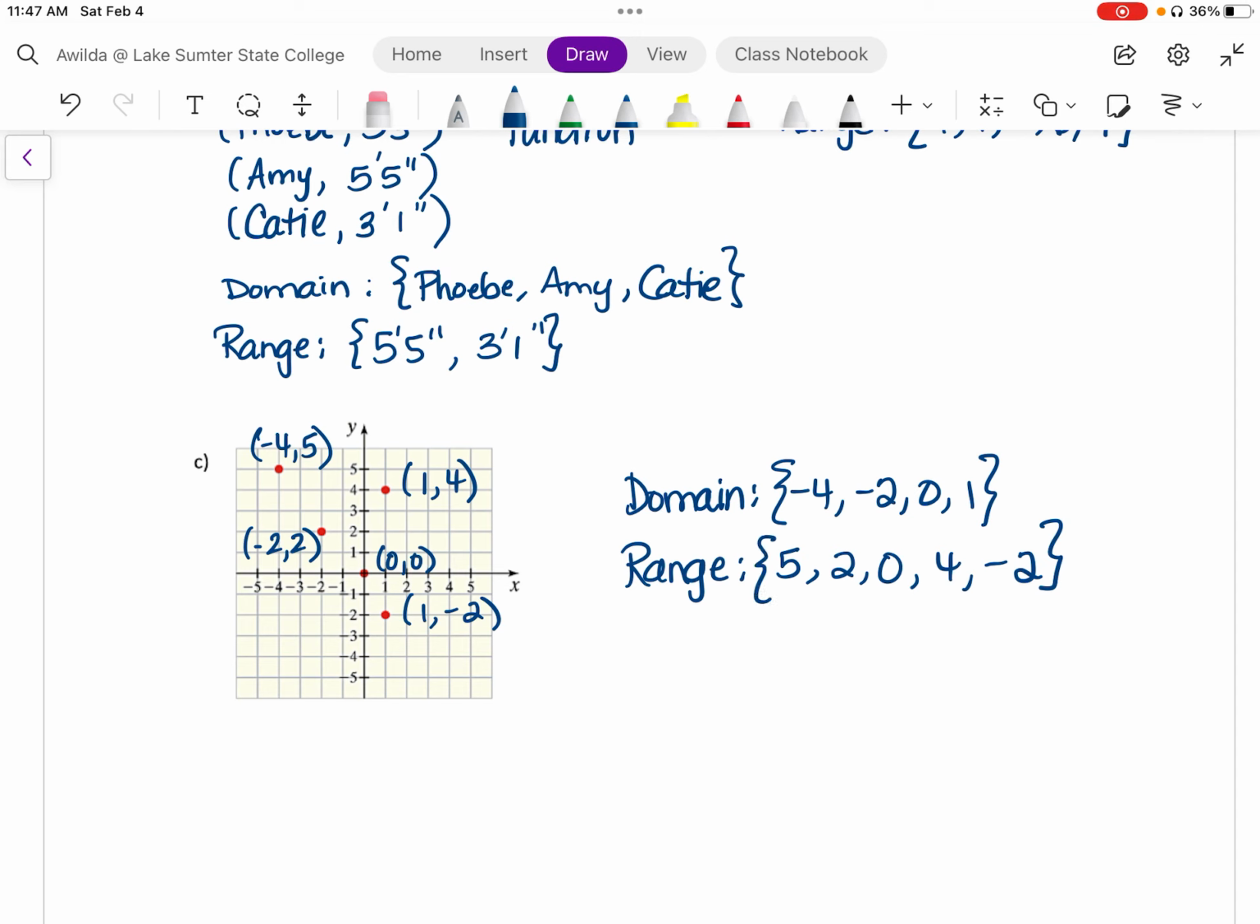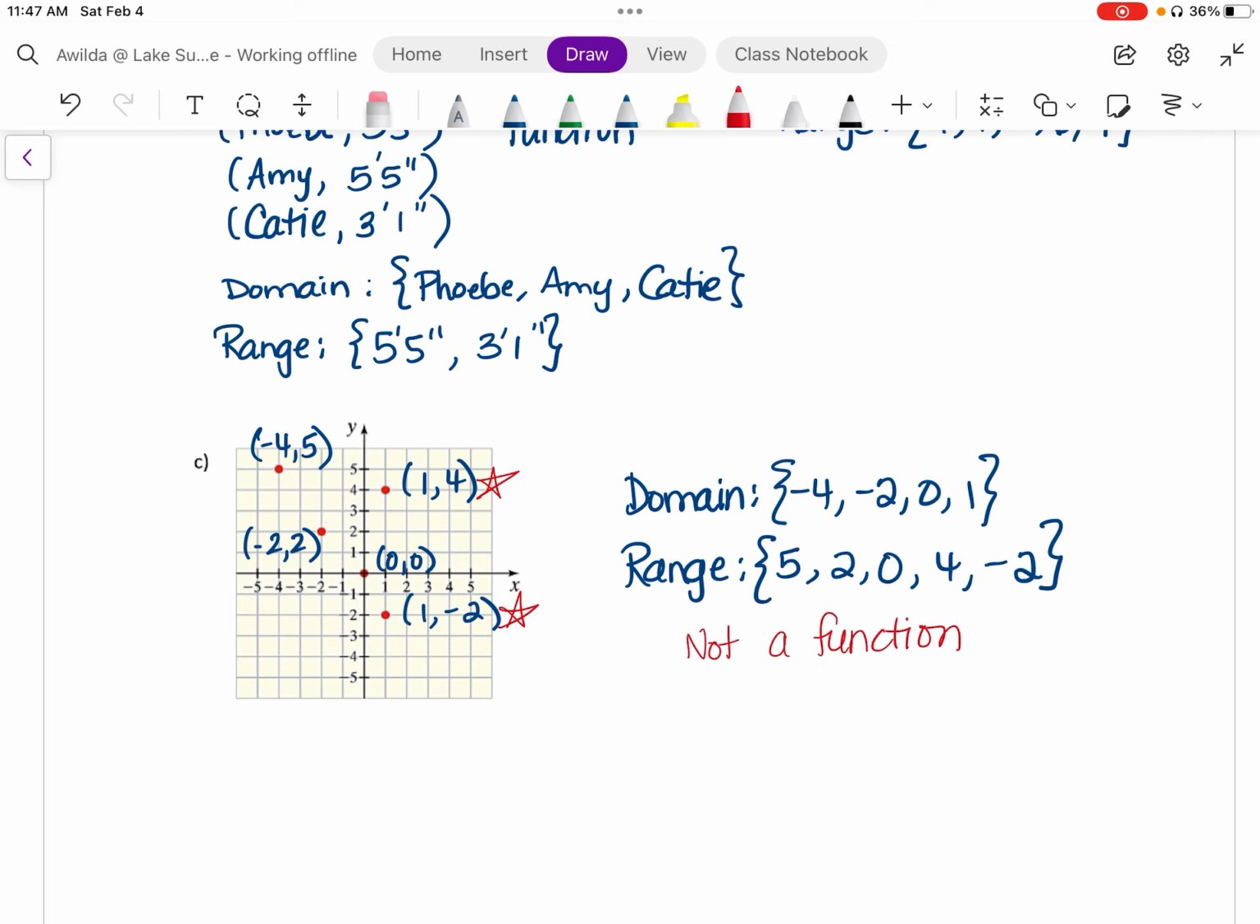And to answer the question as to whether this relation is a function, I look to see if there are any repeated x values in different ordered pairs. And I do see a problem here. I do see that this ordered pair, 1, 4, and this ordered pair, 1, -2, have the same x coordinate, and yet they have different y coordinates. So unfortunately, this is not a function.